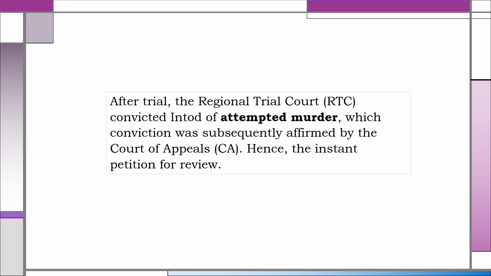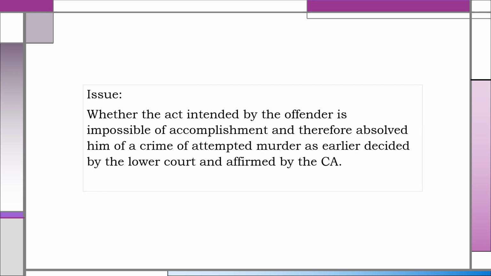After trial, the regional trial court convicted Intod of attempted murder, which conviction was subsequently affirmed by the Court of Appeals. Hence, the instant petition for review. The issue is whether the act intended by the offender is impossible of accomplishment and therefore absolved him of the crime of attempted murder as earlier decided by the lower court and affirmed by the CA.